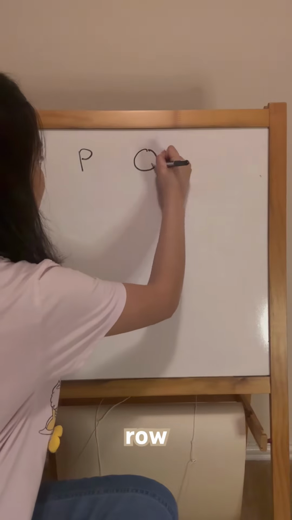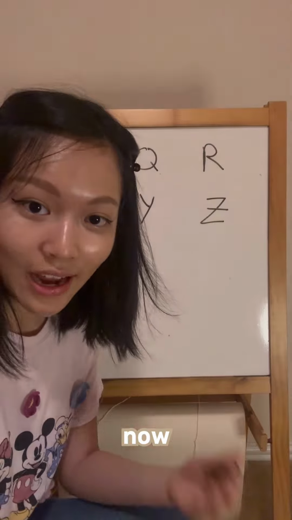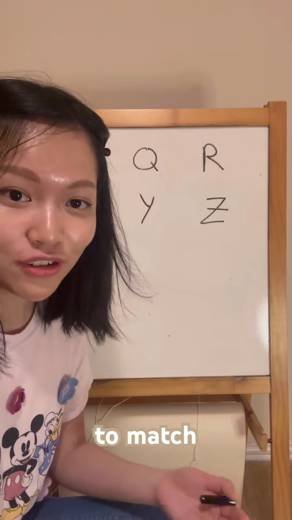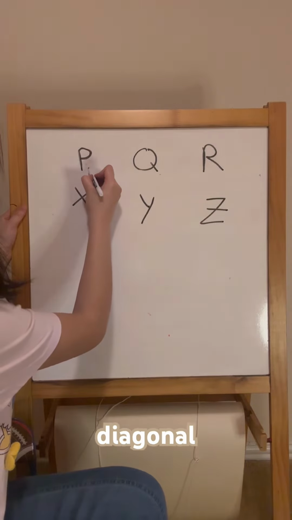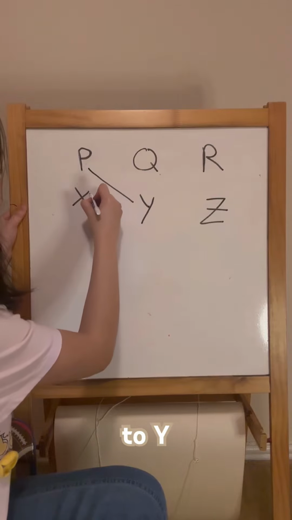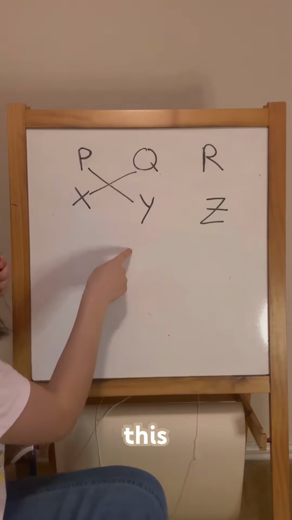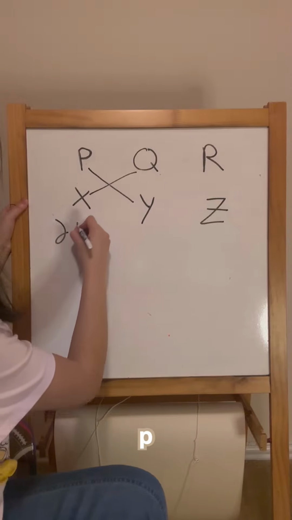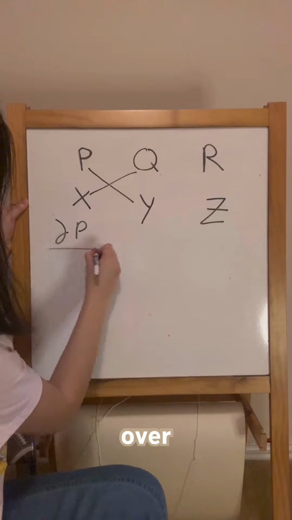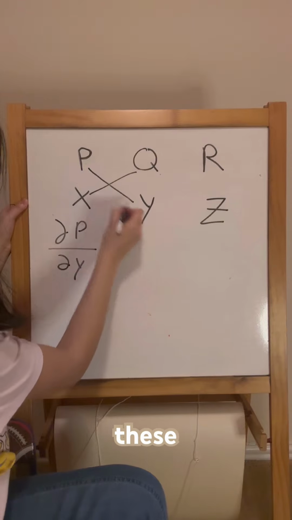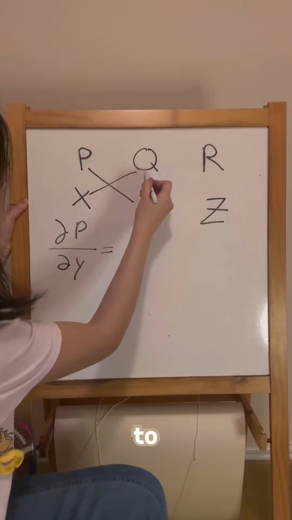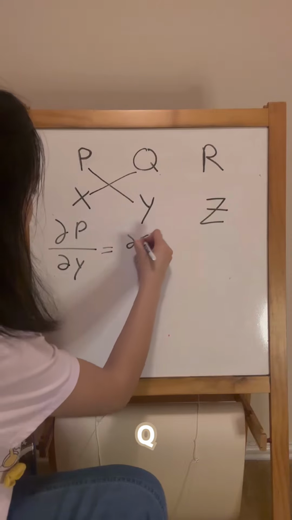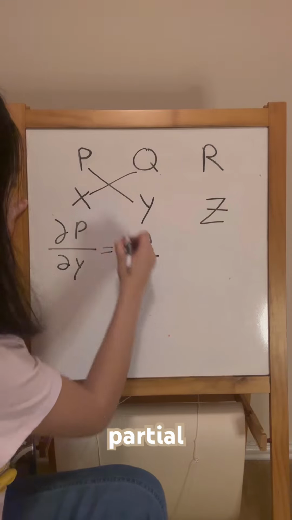So first we draw P, Q, R on the above row and X, Y, Z on the below row. And now we draw these diagonal lines to match them together. We can draw a diagonal line from P to Y and Q to X. This will give us the first partial property, partial P over partial Y, because these match, equals partial Q over partial X.